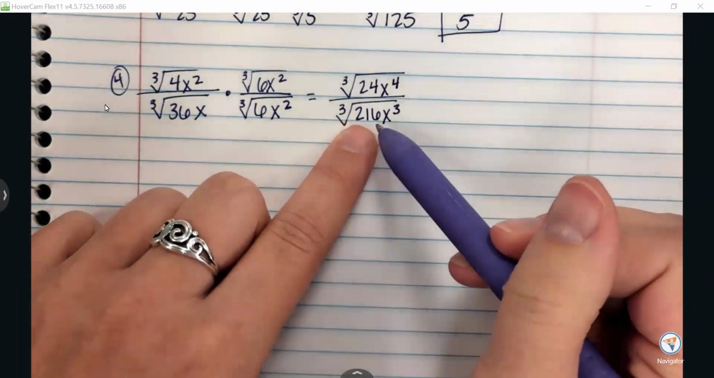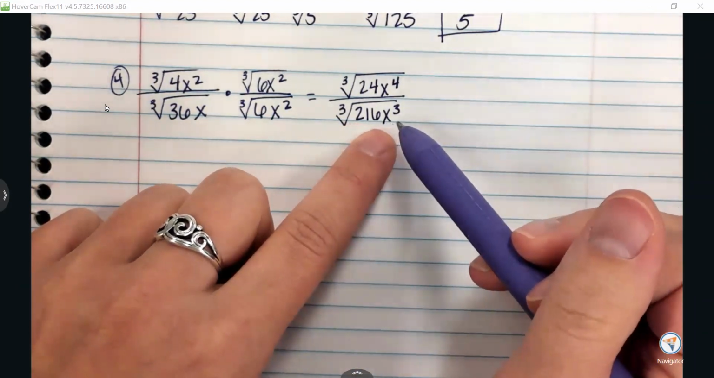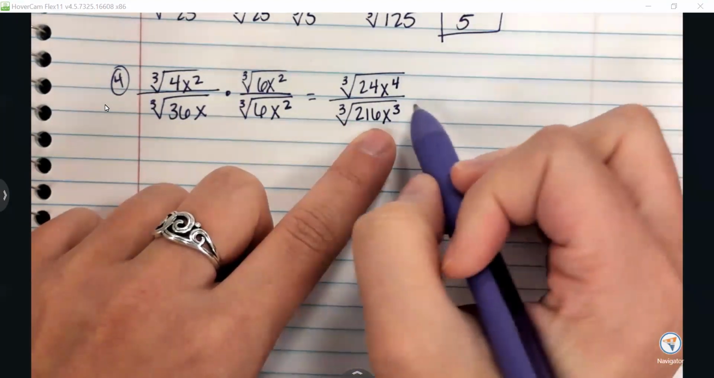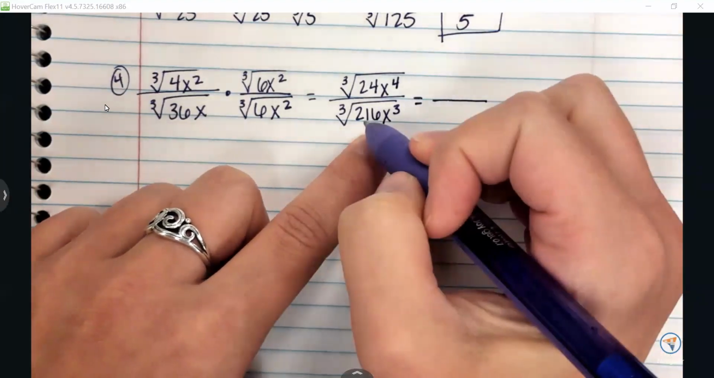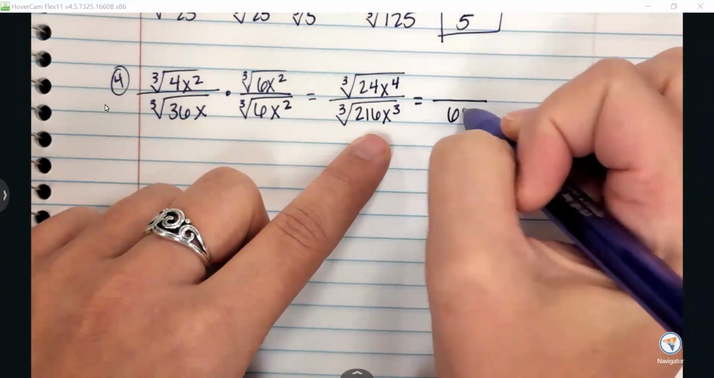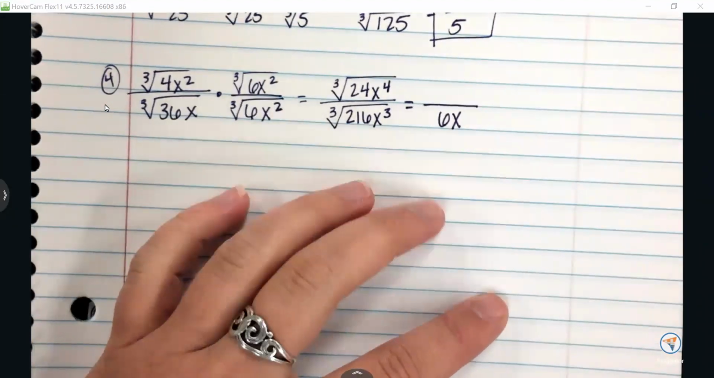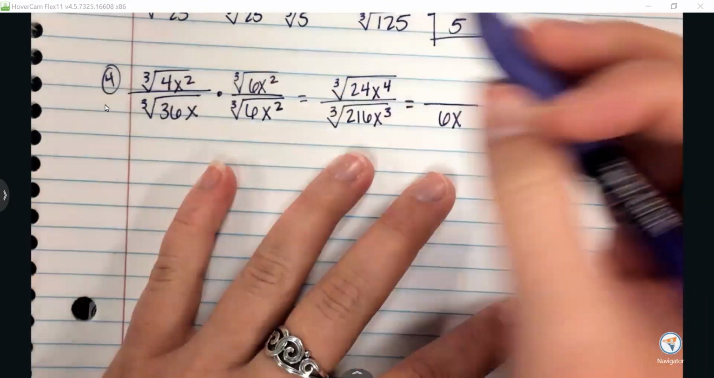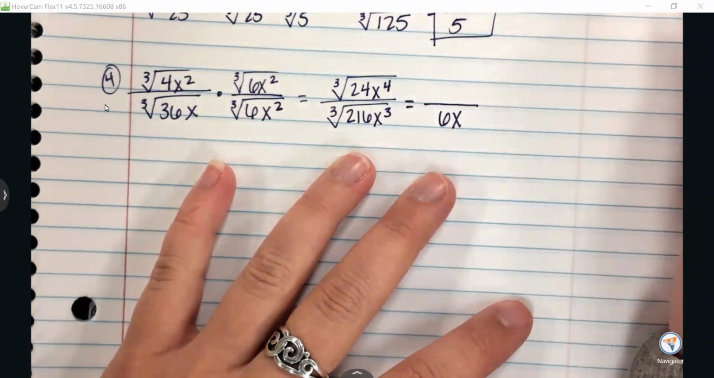So check your denominator first before you start doing anything. Is 216 a perfect cube? Yes. Is x cubed a perfect cube? Yes, it is. So check those before you keep going, okay? So perfect cube would be 6x. And on the top, I have 24x to the 4th. If you need to, go to the side and break down 24.